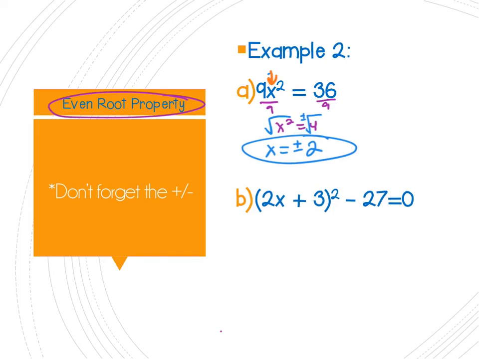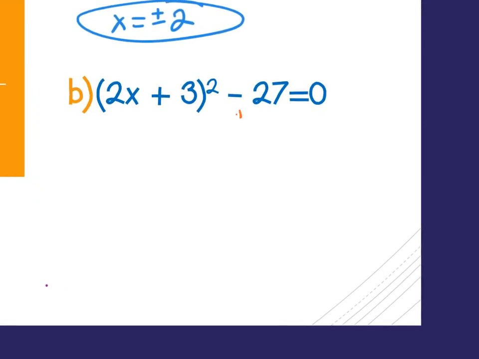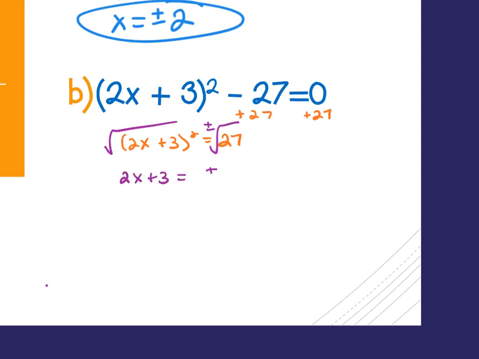All right, then comes the next one, which is still even root. It just has a couple of different steps. So the first thing we have to do here is add the 27 to the other side. Then square root both sides, putting that plus and minus in the front of the 27. So I'd get 2x plus 3 equals plus and minus root 27, which is 3 and 9, or 3 root 3.